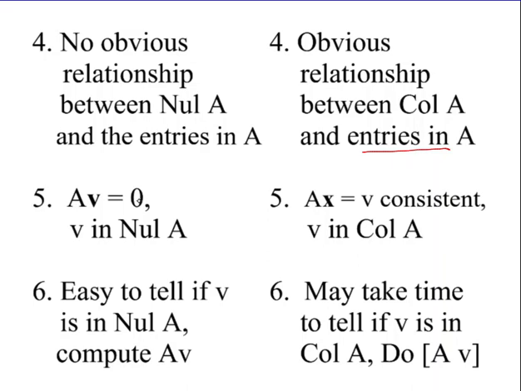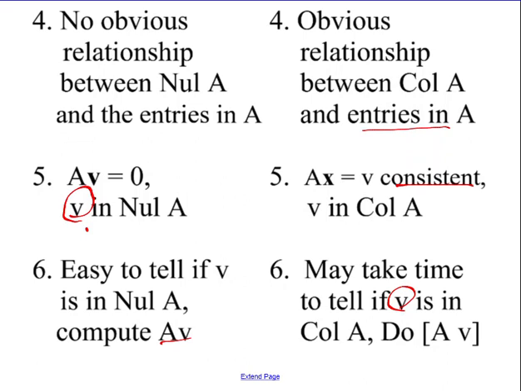If A times v equals 0, if you chose correctly, then you're going to get out 0, and that vector is going to be in the null of A. If you have a solution, it doesn't have to be unique. If there is a solution that exists, that's going to be in the column of A. It's easy to tell if v is in the null of A, just multiply A times v. To find out whether or not a given vector is in the column of A, you have to row reduce A augmented with v, and do you get foolishness? If you get foolishness, then there is no solution.